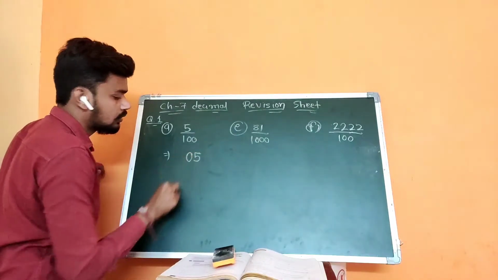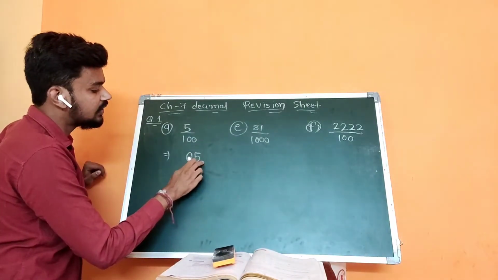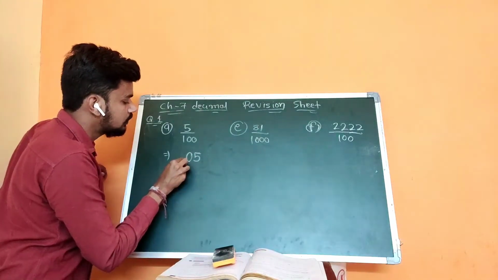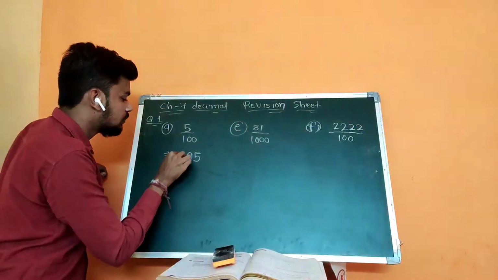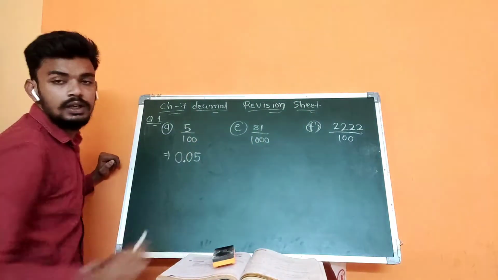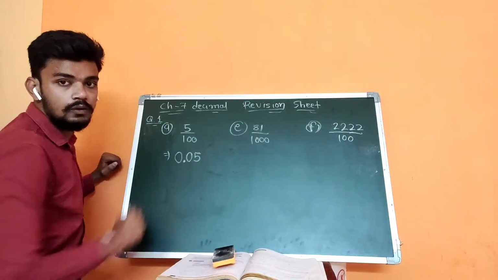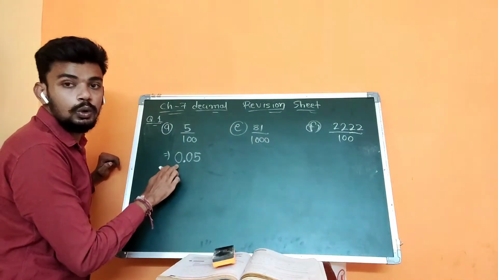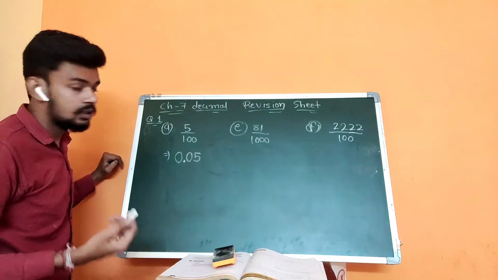Here 0 5, these are the two numbers. From the right, there are 1 and 2 digits. Then we can put our decimal point, and to complete the answer we have to put one more 0. So 5 by 100 will be 0.05. We can also read it as 0.05. Understood?